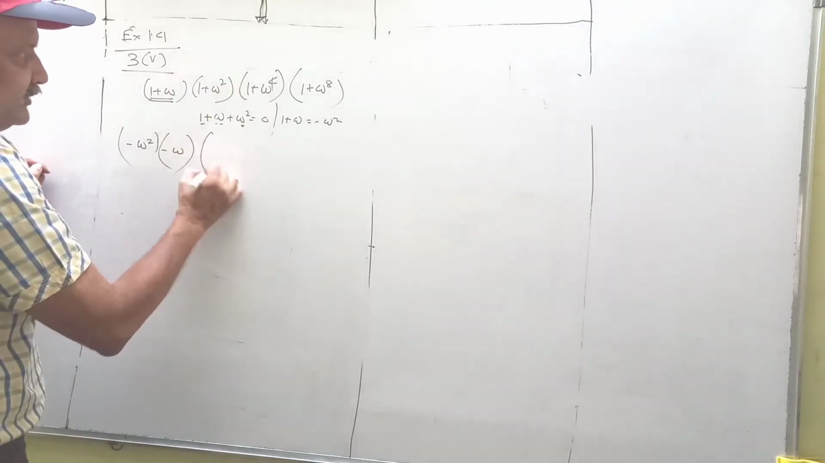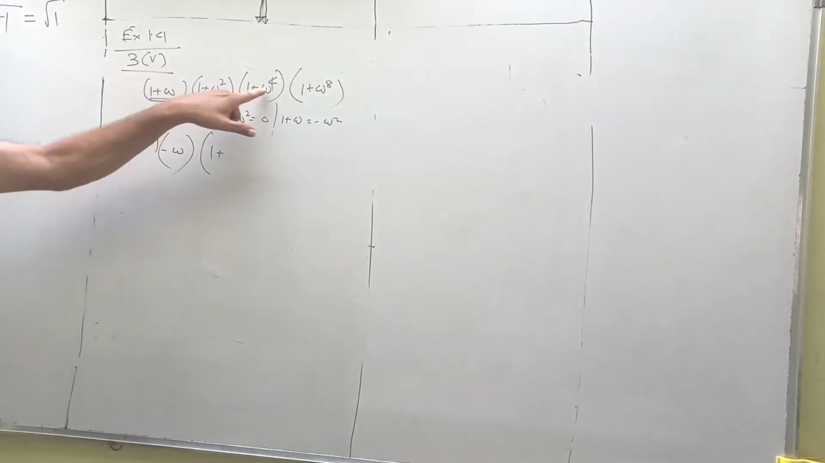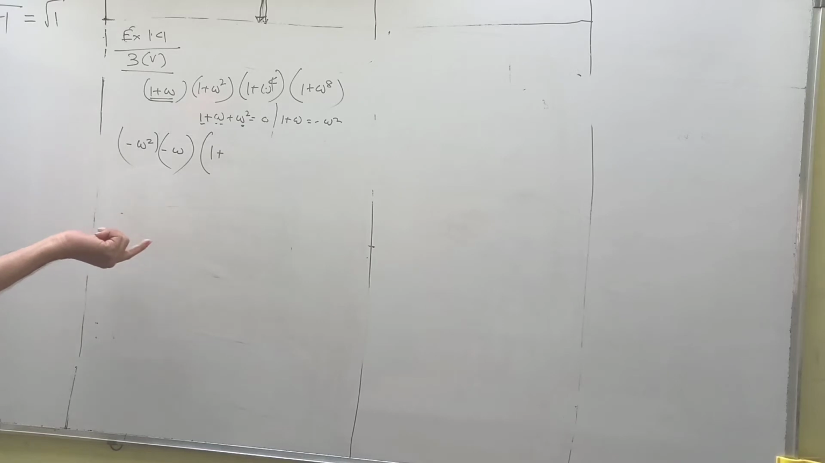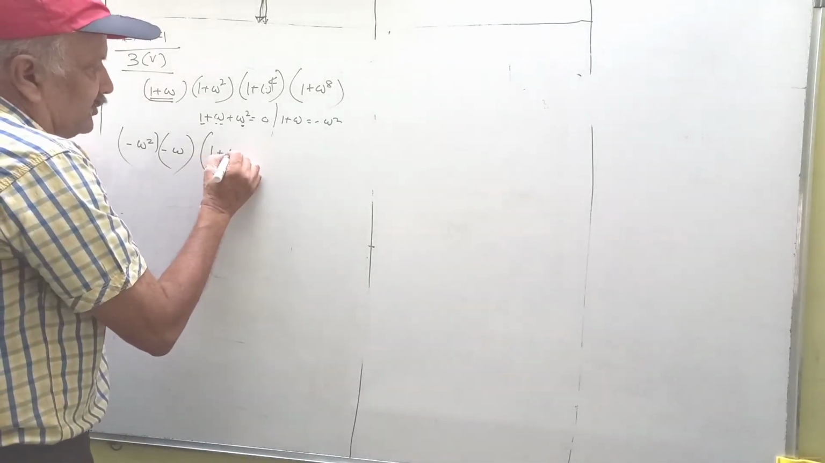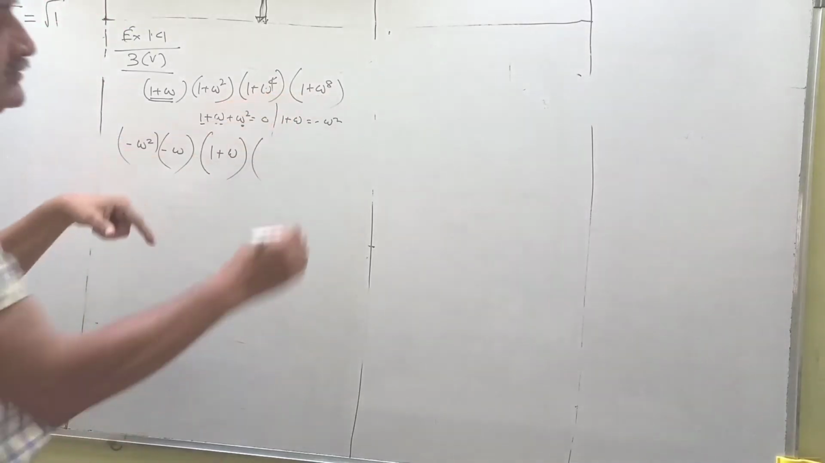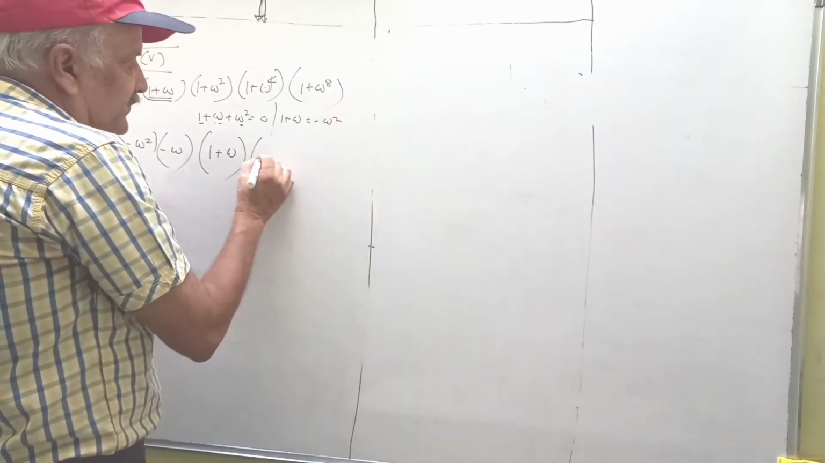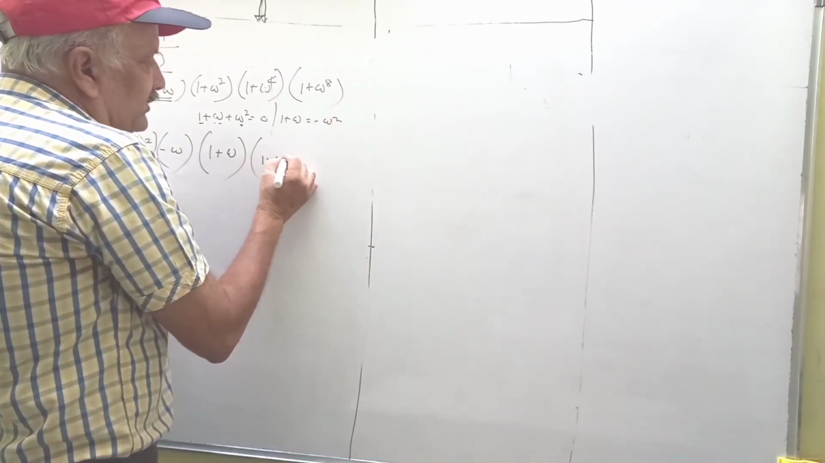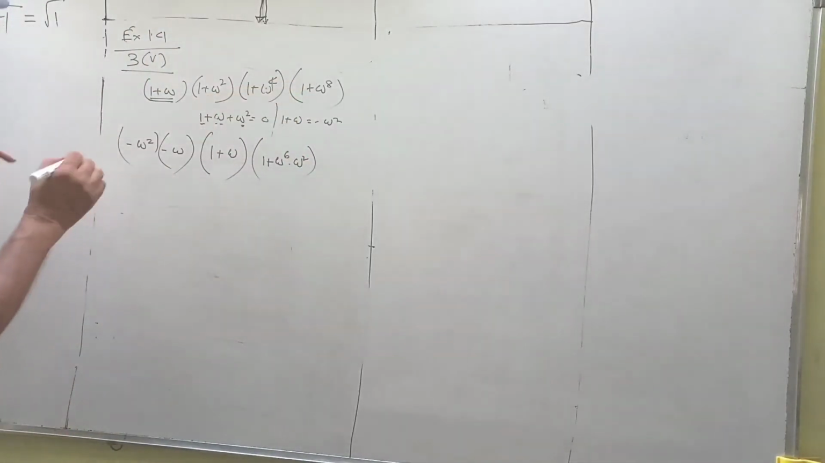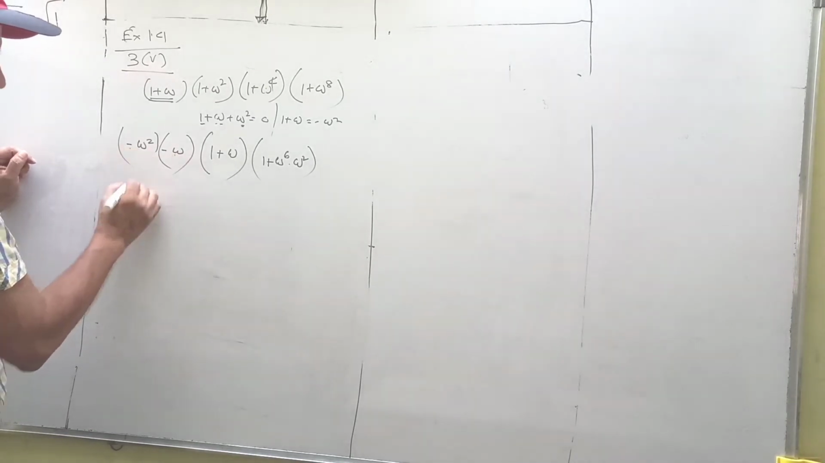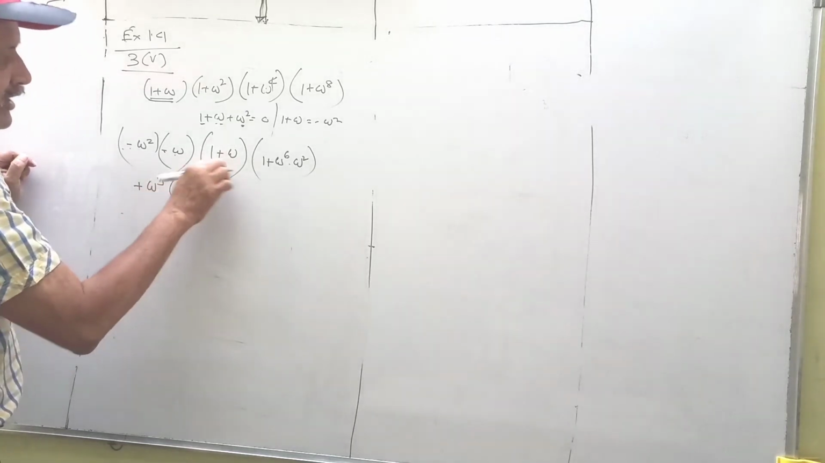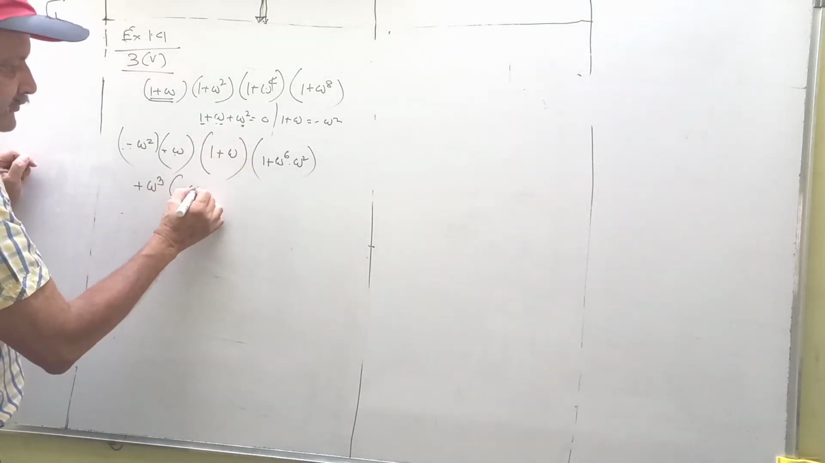Now here is a little bit of problem. 1 + ω⁴. ω⁴ means ω³ into ω, and ω³ equals 1, so 1 + ω. Same way, here also ω⁸ is ω⁶ into ω². Now 1 + ω again we can write as −ω².